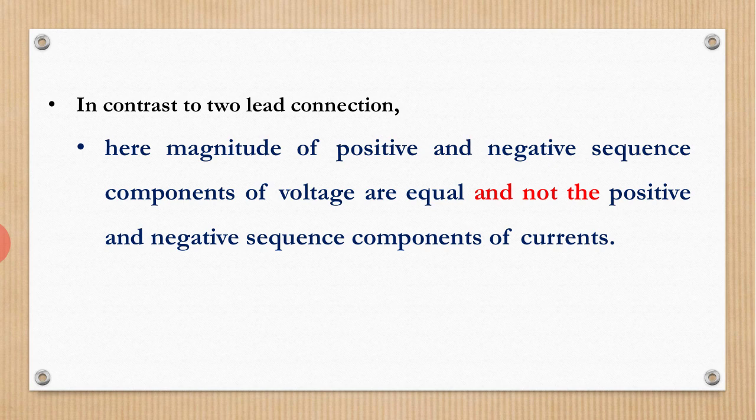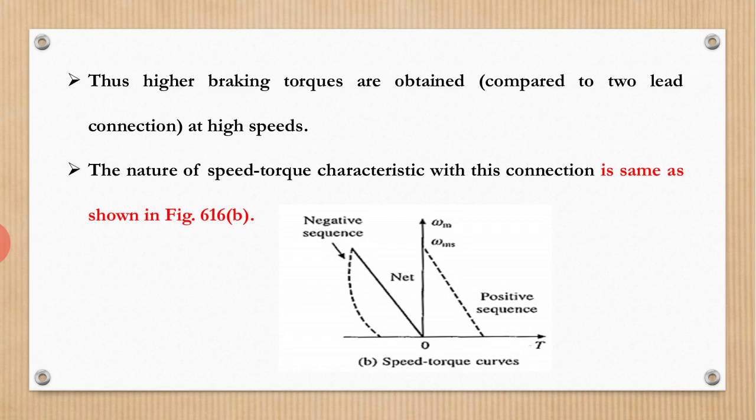Thus higher braking torque is obtained compared to the 2-lead connection. So this is one point to be noted here: the higher braking torque will be obtained as compared to the 2-lead. The nature of the speed torque characteristics will be the same as this one.